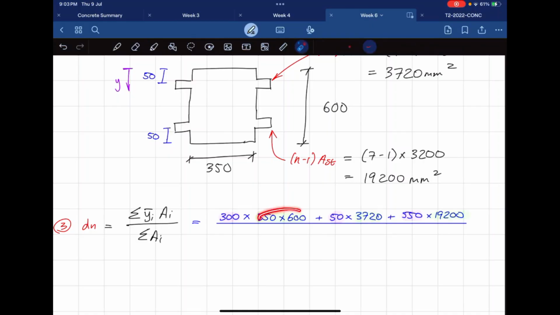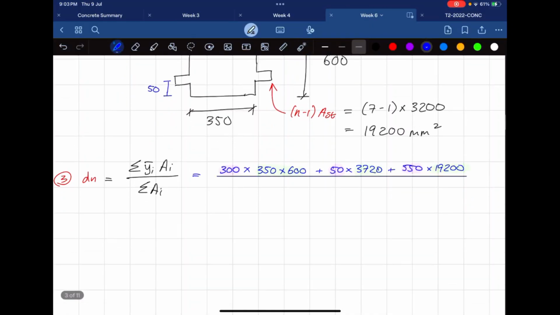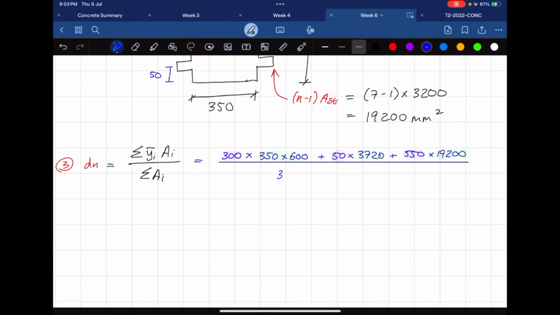So we've got the concrete block, the compressive bars, and then the tensile bars. Then at the bottom is just going to be the area of each component, which is just the areas added together.